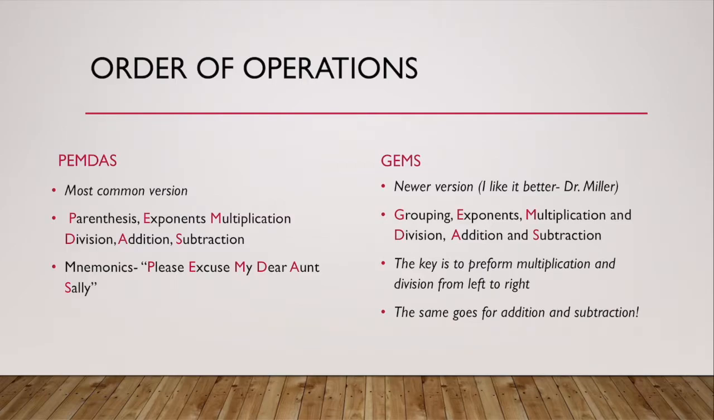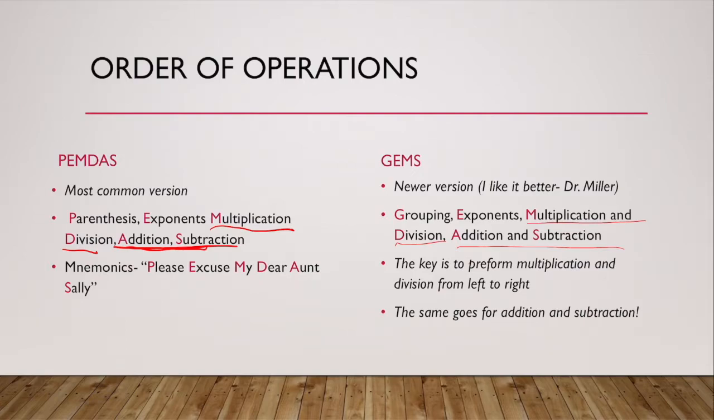But here's the thing. Multiplication and division and addition and subtraction were meant to occur at the same time from left to right. When you're given an expression, to solve it correctly, you don't first go through and do all the multiplication and then all the division. You do the multiplication and division at the same time from left to right, and the addition and subtraction at the same time from left to right.